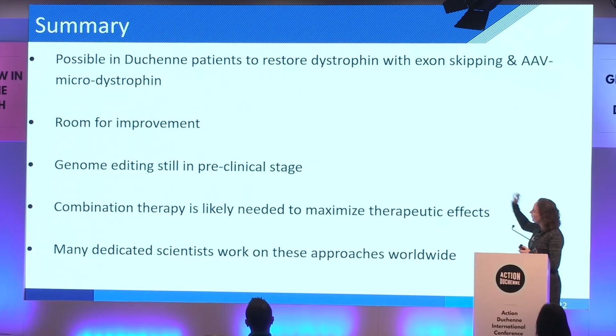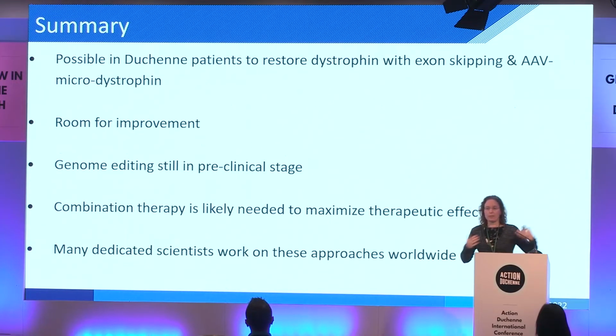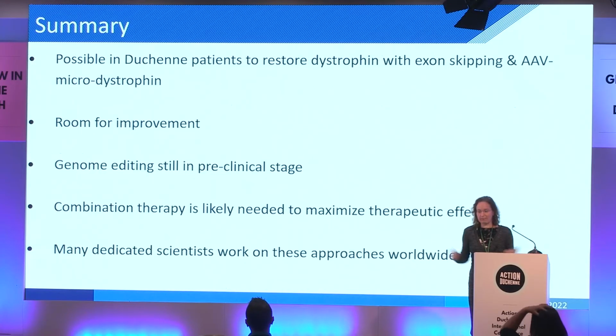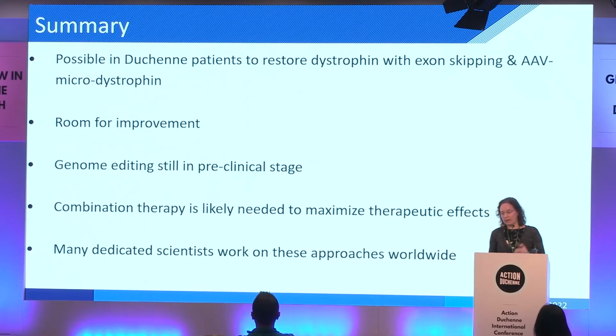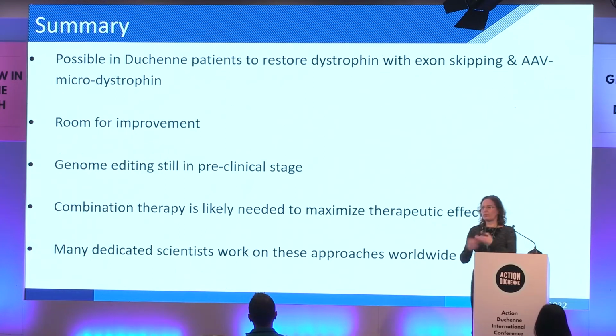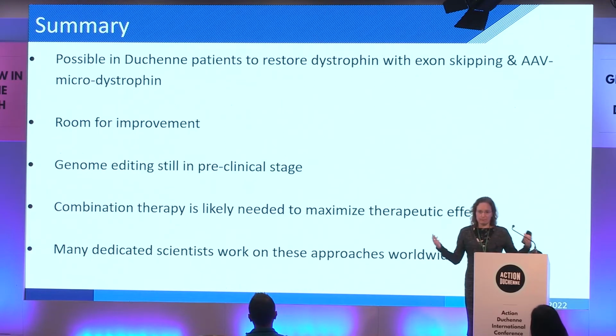therapies. So, in summary, it's possible to restore dystrophin with exon skipping and microdystrophin. We've seen that in patients. It's also clear that there's room for improvement. The genome editing is still in the preclinical state, and most likely you need a combination therapy. And I've focused here on the challenges, and well, I don't want you to lose all the hope, because I think the thing is we're pioneering lots of things.